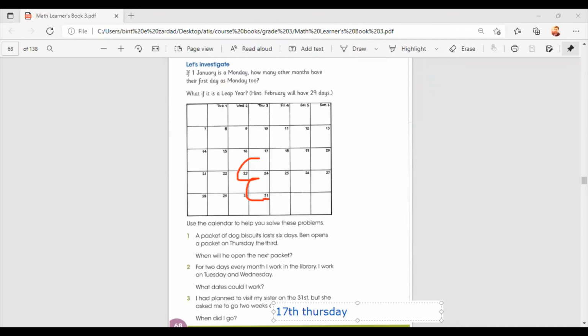Like this, you can write it here. Better, we need to write the first day and the date. Thursday 17. After this, the next question.